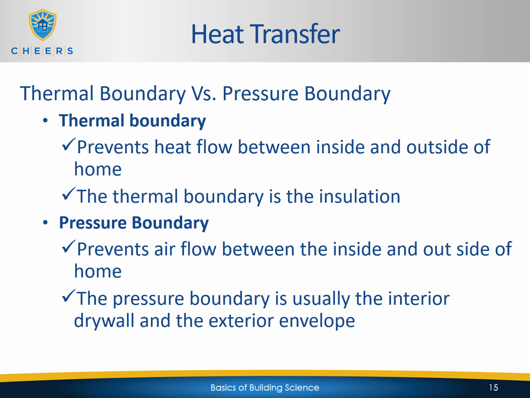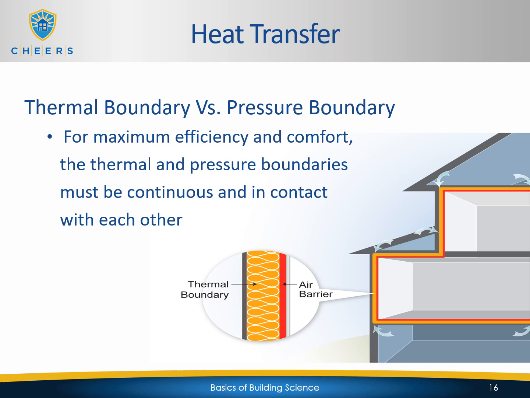The main way to know whether that is the pressure or thermal boundary is that the insulation, as I'm going to talk about in the next slide, always needs to be in full contact with the pressure boundary. So thermal boundary and pressure boundary should always be together. For maximum efficiency and comfort, the thermal and pressure boundary must be continuous and in contact with each other. So when thinking of a well-built home, the thermal boundary should always be in contact with the pressure boundary, or in this particular case, as the slide shows it, the air barrier. Air barrier is an interchangeable term for pressure boundary. The air barrier is the pressure boundary and vice versa.